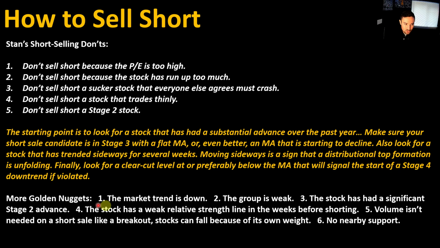More golden nuggets on shorting from Stansberg. 1. The market trend is down. 2. The group is weak. 3. The stock has had a significant stage 2 advance. 4. The stock has a weak relative strength line in the weeks before shorting. 5. Volume isn't needed on a short sale like on a breakout. Stocks can fall because of their own weight. 6. No nearby support.